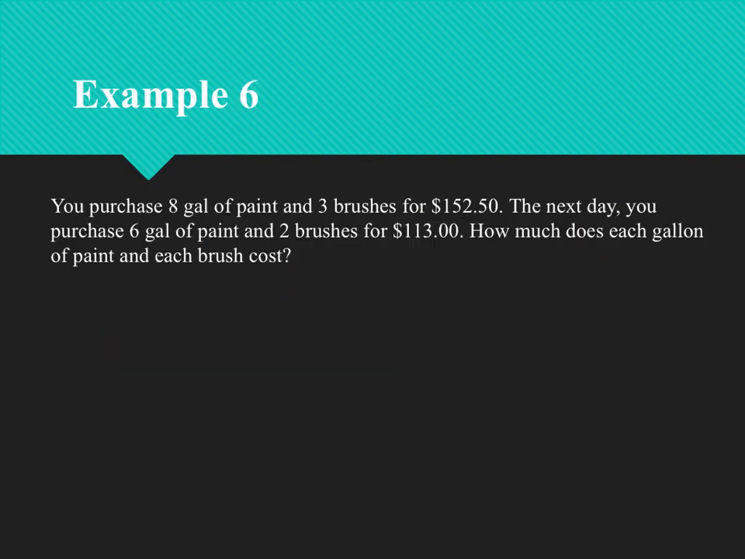So for example 2, it says you purchase 8 gallons of paint and 3 brushes for $152.50. The next day you purchase 6 gallons of paint and 2 brushes for $113. How much does each gallon of paint and each brush cost? So we are first going to identify what our x and y are going to represent. I myself am going to call x the paint, and y is going to be the brushes.